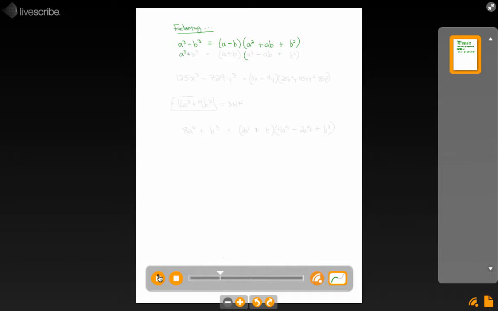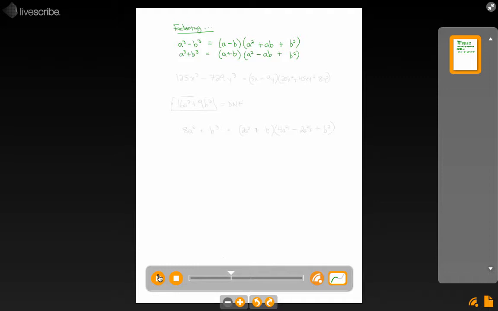Very much similar to a sum of cubes, which factors, first of all, as a plus b. You still have an a squared, you still have a b squared, but the only way things will cancel out in the middle is if I have minus ab in the middle here. So let's do an example of each one of those.